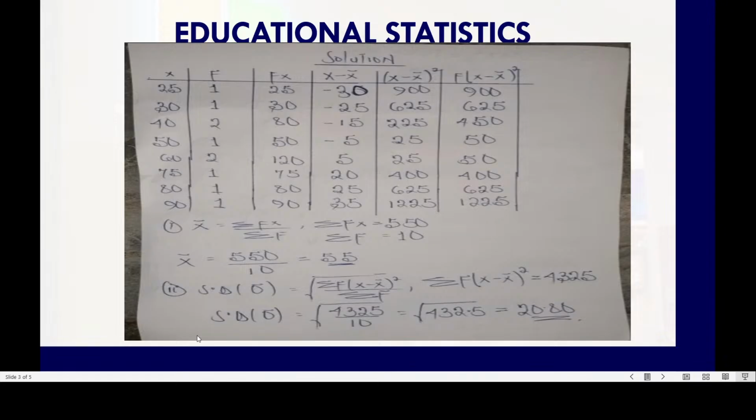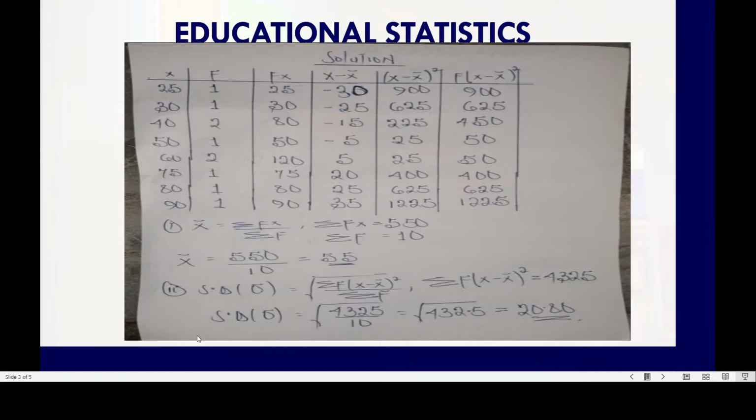If I square 5, 25, 20, 400, 25, 625, 35 is 1. That's not the column for x minus x bar squared. But let's also go back to the formula. The formula says f into x minus x bar squared. That means I need to use the frequency to multiply each of the x minus x bar squared.